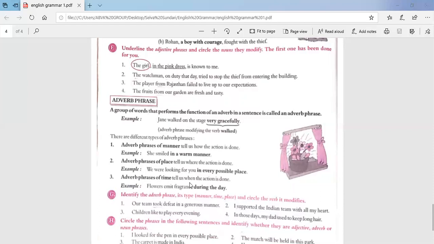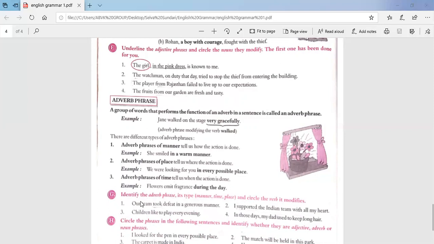Adverb phrases of time tell us when the action is done. Flowers emit fragrance during the day. Emit means leave out, give off the smell. So when? During the day. So this is telling about the time. So this is an adverbial phrase of time.